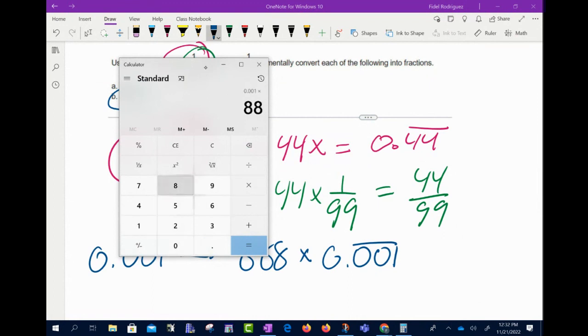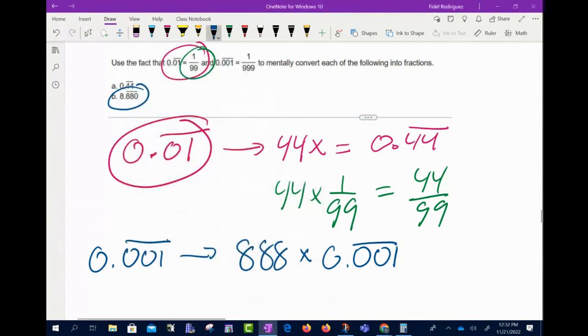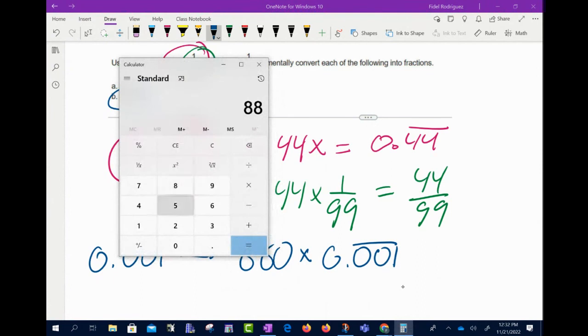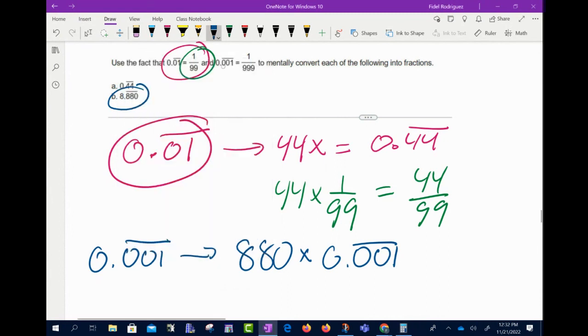If I multiply it by 888, is that what I had? Maybe not 888, but 880, sorry, because I want to have a 0 at the end. So let me do it this way, 880. Okay, so look, let me take my calculator. 880 times 0.001. That's 0.88, right? And is that what I have? I have almost that. I got that part. I'll deal with the little 8 in a second, okay?